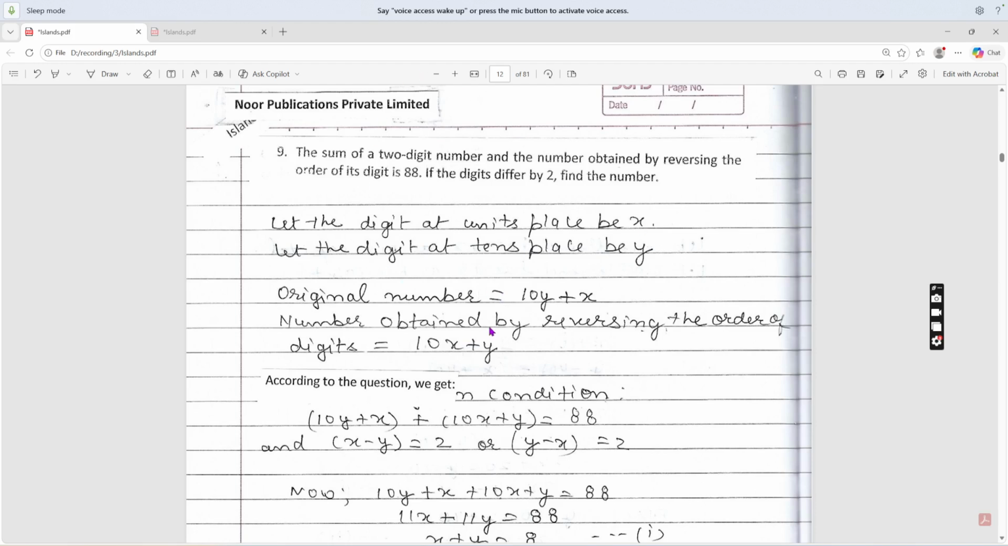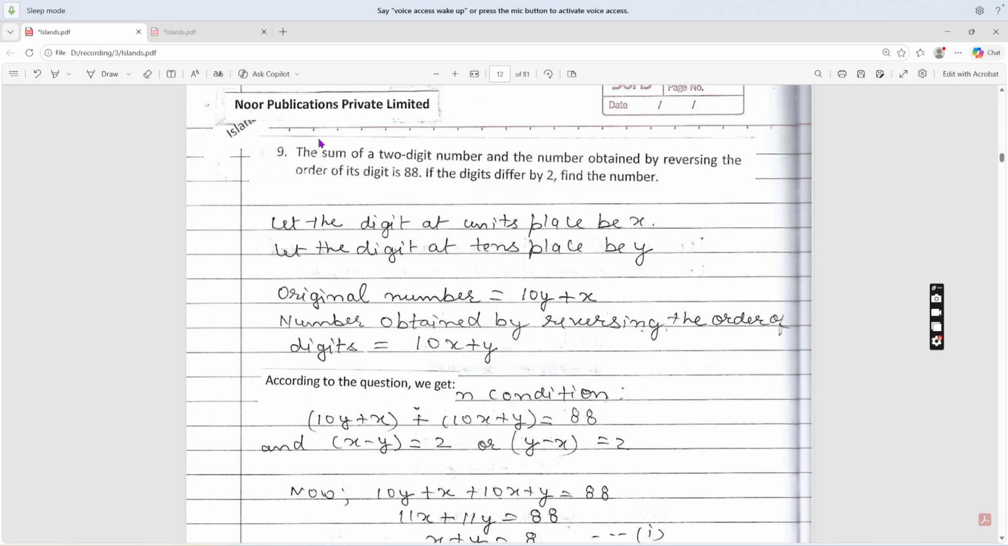And now when we shuffle the digits, or reverse the order of the digits, what are we going to get? 10x plus y. That is, 10x plus y is the new number. Now we see what the question is. The sum of a 2-digit number and the number obtained by reversing the order of its digits is 88.